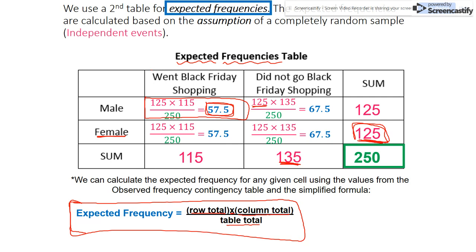Okay. So you can continue on to the next video to see the formal chi-squared calculation process. There's 7 steps that we're going to talk about.